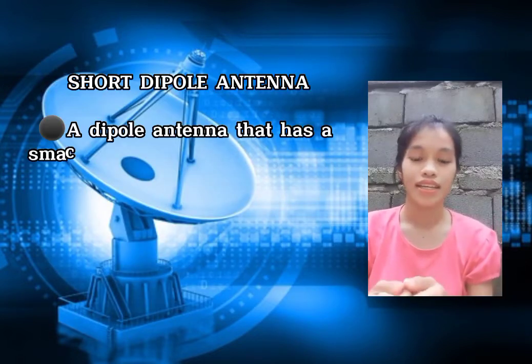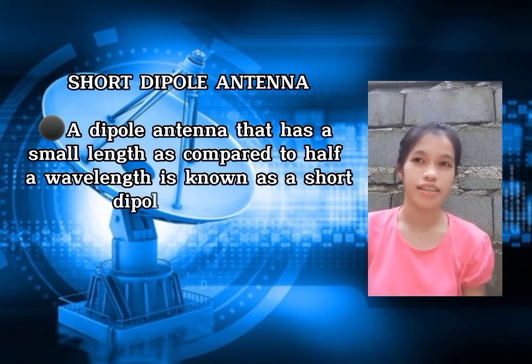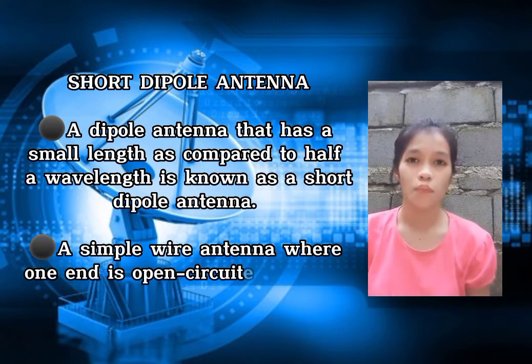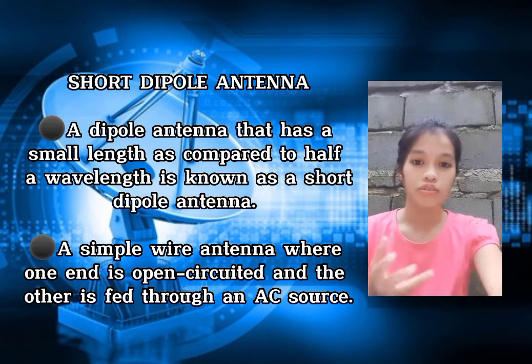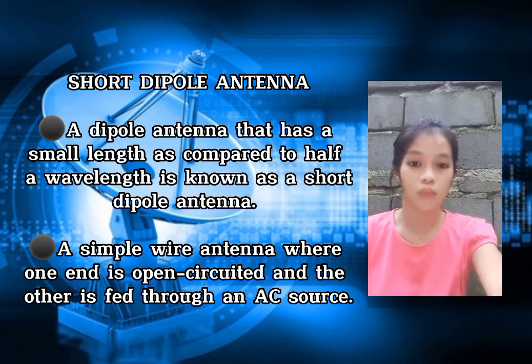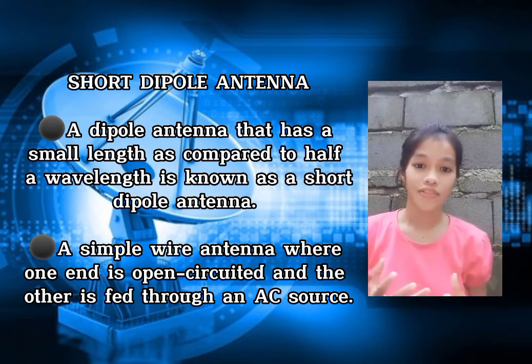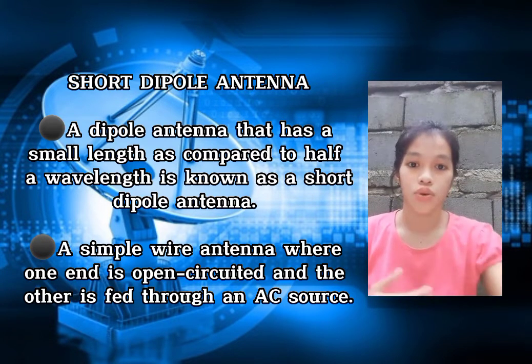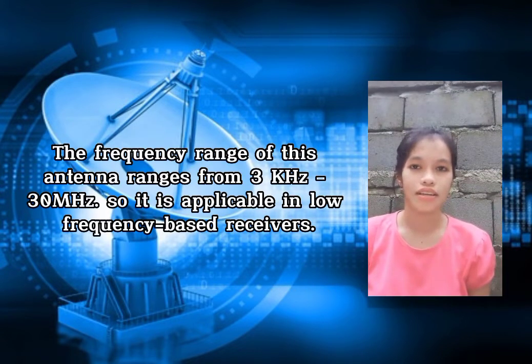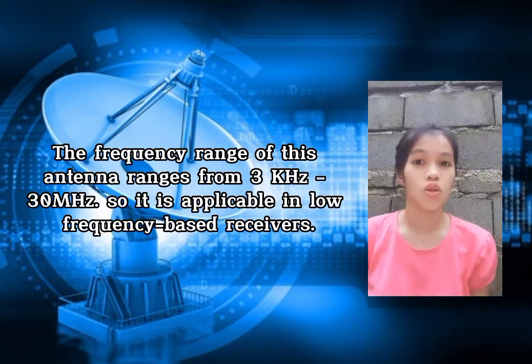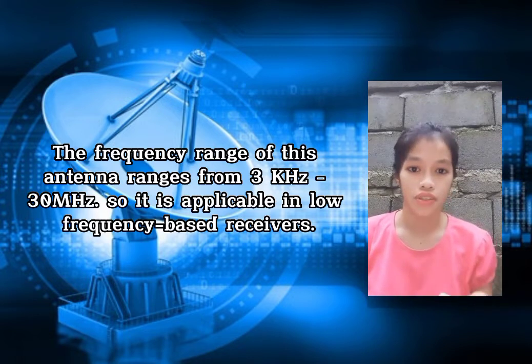Short dipole antenna. It is a type of antenna that has a small length compared to half a wavelength, and is known as a short dipole antenna. A simple wire antenna where one end is open circuit and the other is fed through an AC source. The frequency range of this antenna is from 3 kHz to 30 MHz, so it is applicable in low-frequency base receivers.